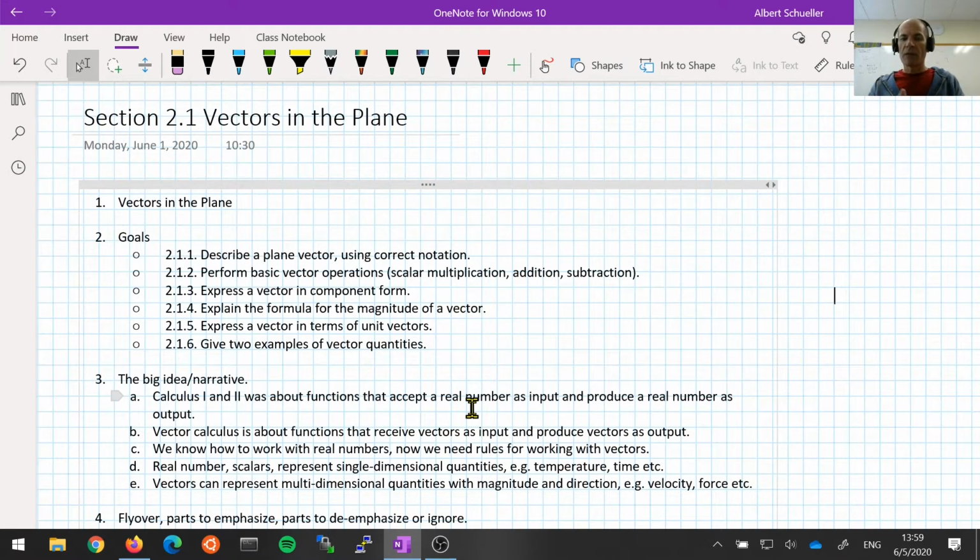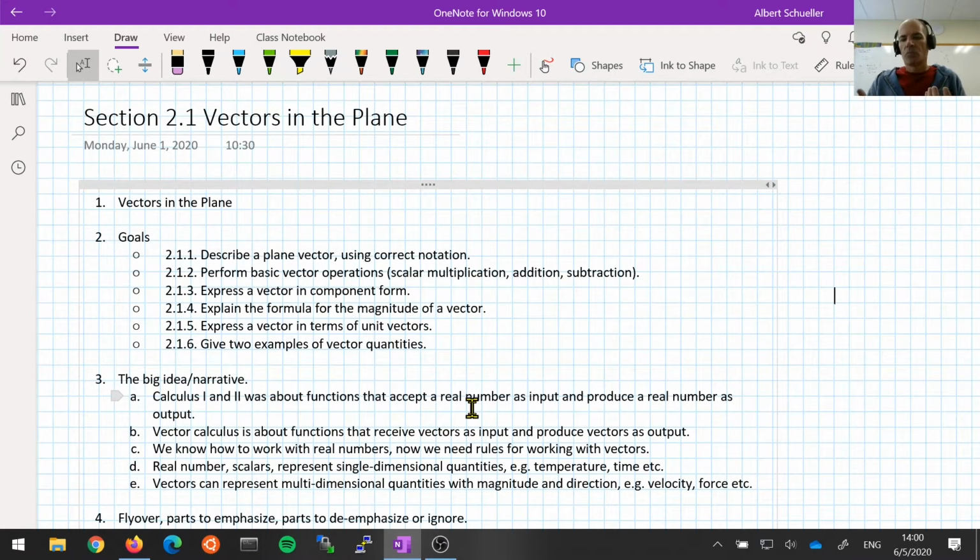And what we're trying to figure out here in this class, what the entire class really is about, is what kinds of ideas from Calculus 1 and Calculus 2 can be brought to bear on vectors and vector functions, and we'll discover that as we go through the semester.